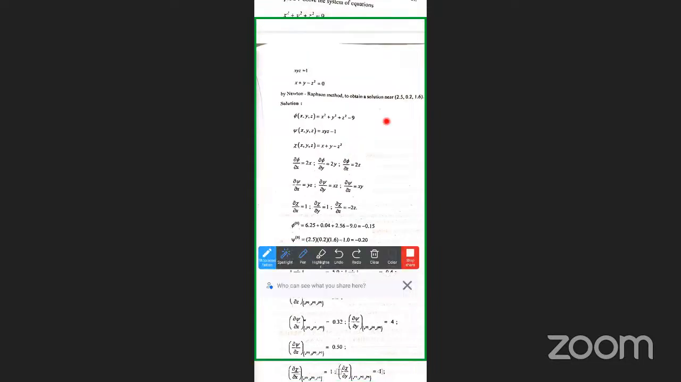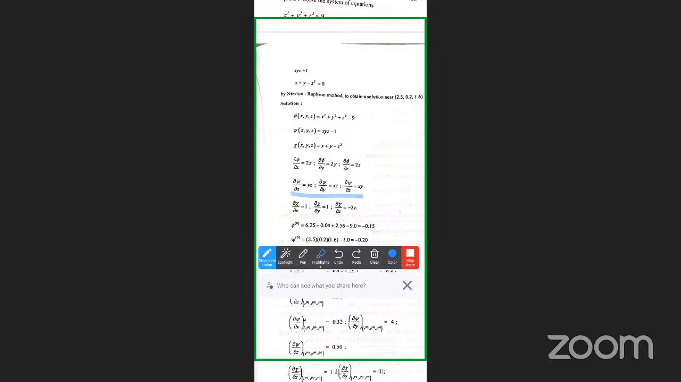So differentiation of pi with respect to x. x square differentiation is 2x. The remaining terms are constants, 0. y square differentiation is 2y. z square differentiation is 2z. The remaining are zeros because we are doing differentiation with respect to x, treating y, z as constants. So differentiation with respect to y, x and z are constants. Differentiation with respect to z, x, y are constants.